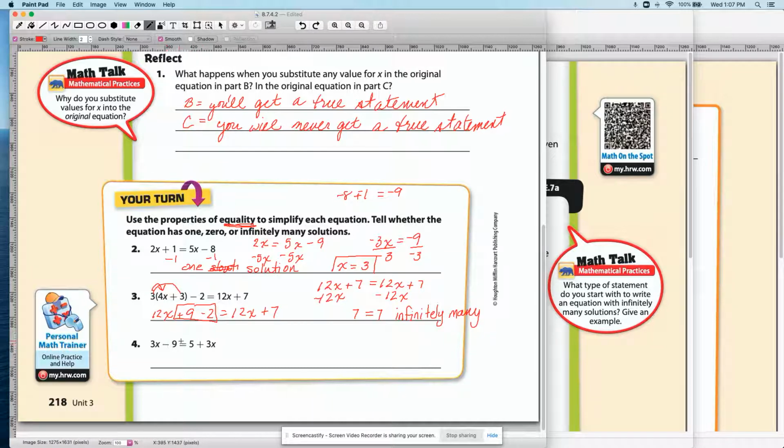So I have 3x minus 9 equals 5 plus 3x. So I'm going to add 9 to both sides, and I'm going to have 3x equals 14 plus 3x. I need to get rid of this 3x, so I'm going to move it to the other side. 3x minus 3x is 0, and what I have left on the other side is 14. So 0 never equals 14, so there are 0 solutions.